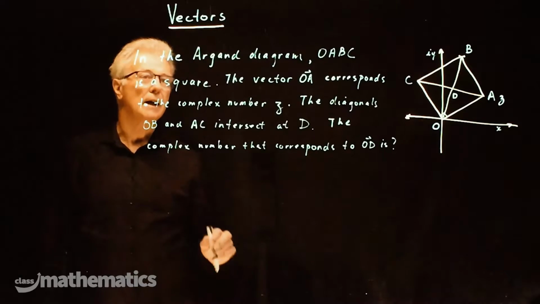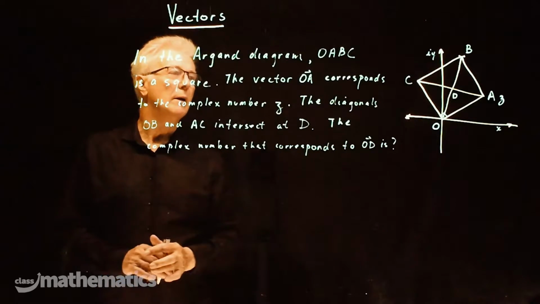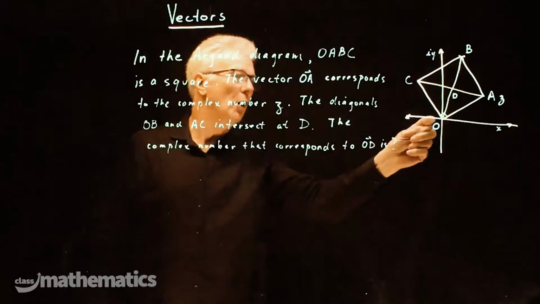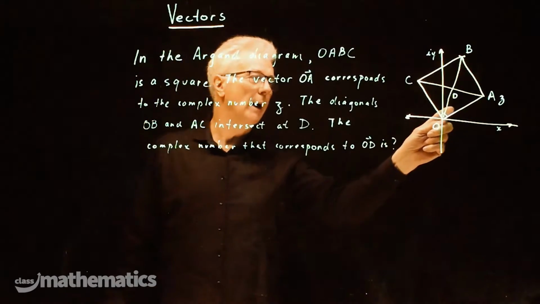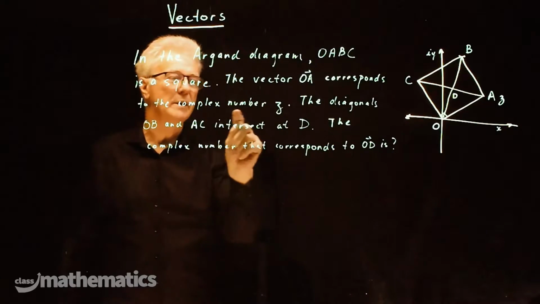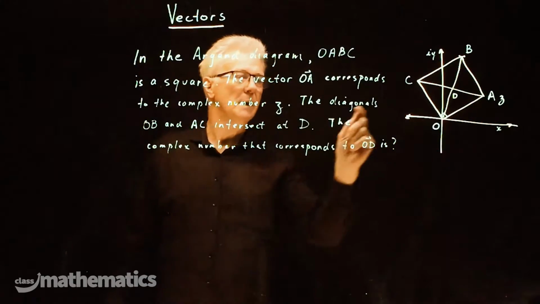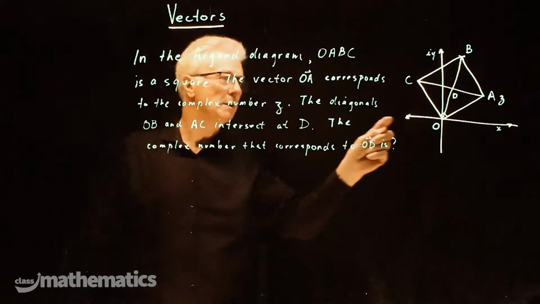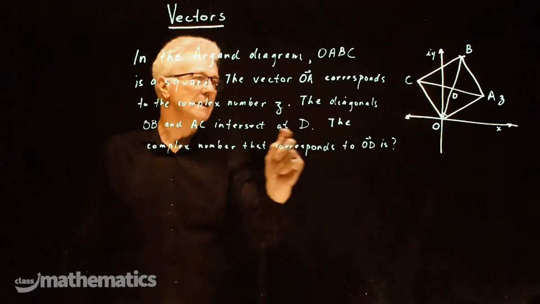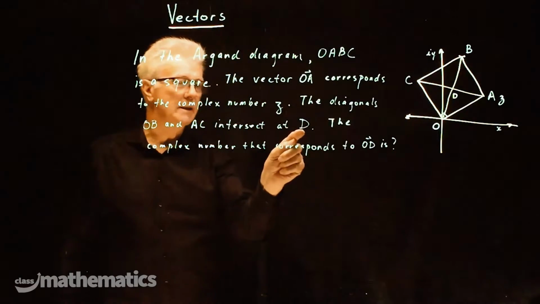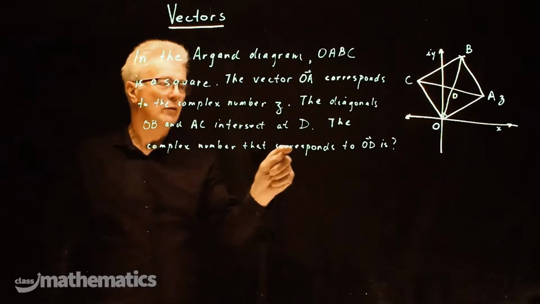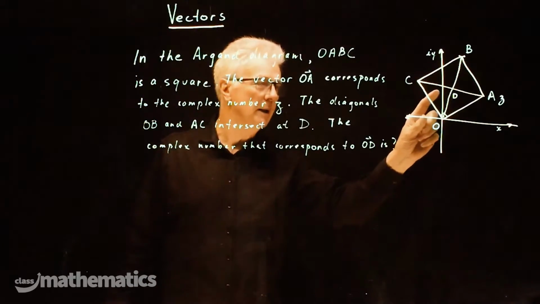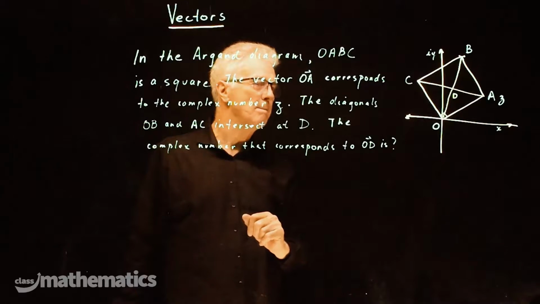Vectors. In the Argand diagram, OABC is a square. The vector OA corresponds to complex number Z. The diagonals OB and AC intersect at D. The complex number that corresponds to OD is... okay, let's work this one out.